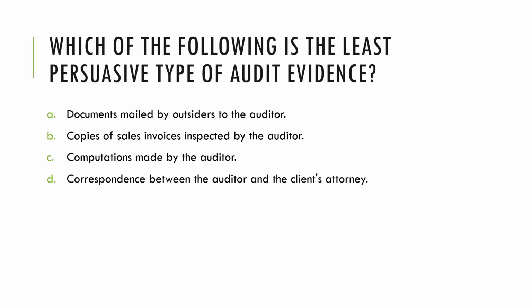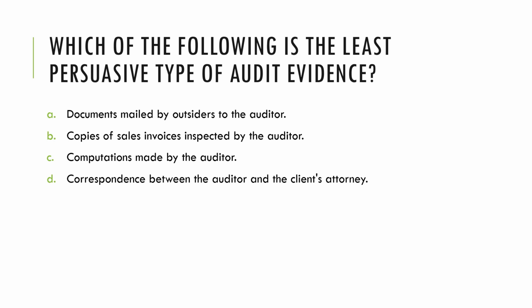Letter B, copies of sales invoices inspected by the auditor. Letter C, computations made by the auditor, so direct. Letter D, correspondence between the auditor and the client's attorney. So amongst the four, there is one here that is least persuasive.